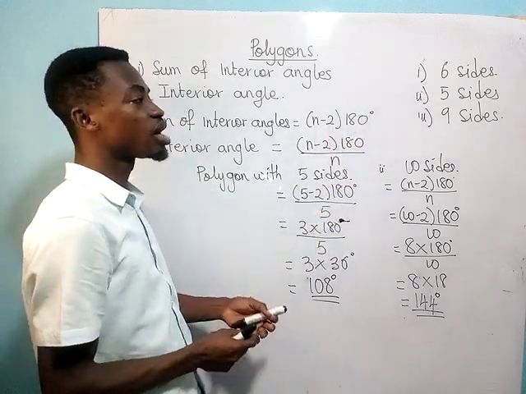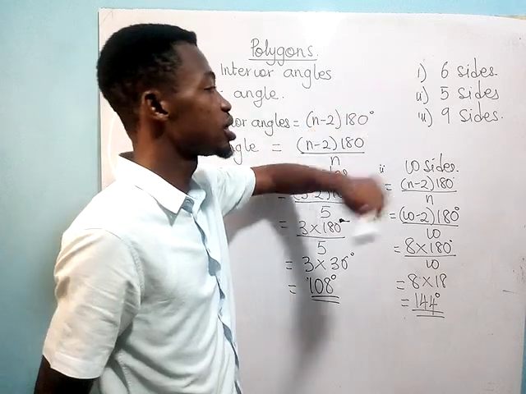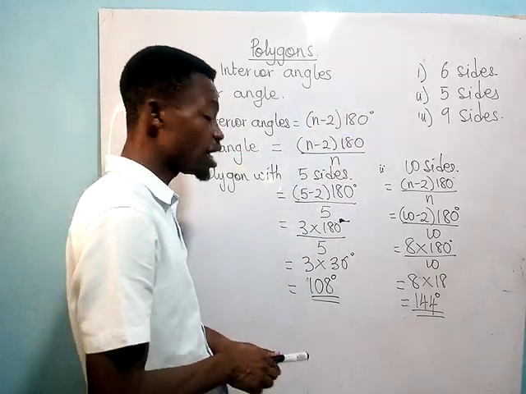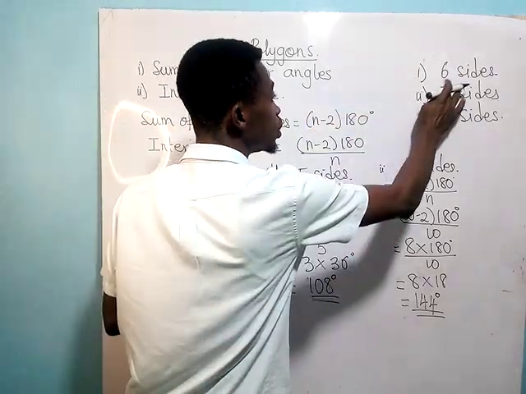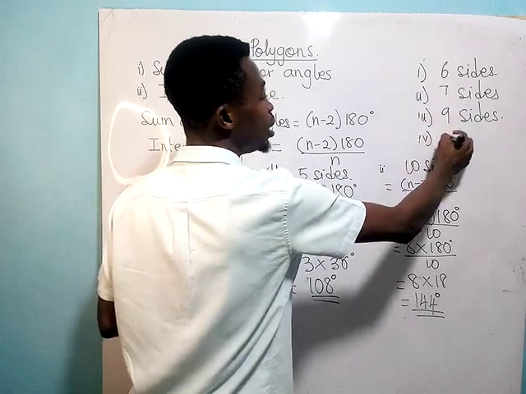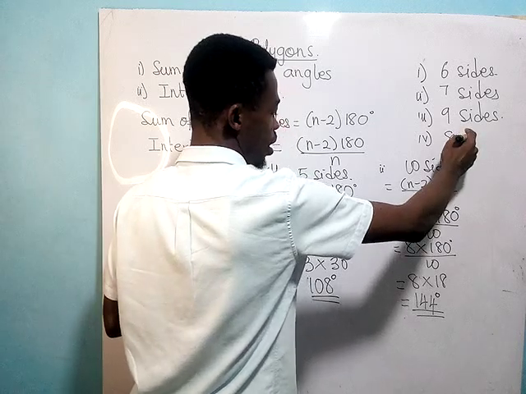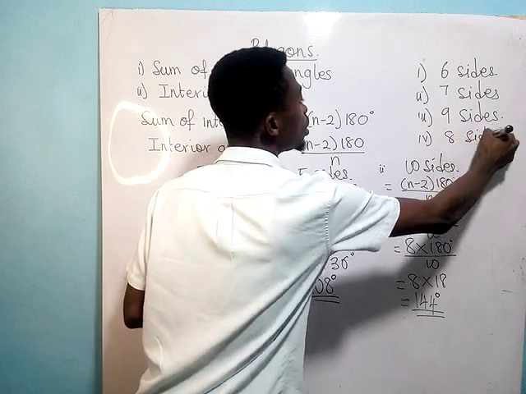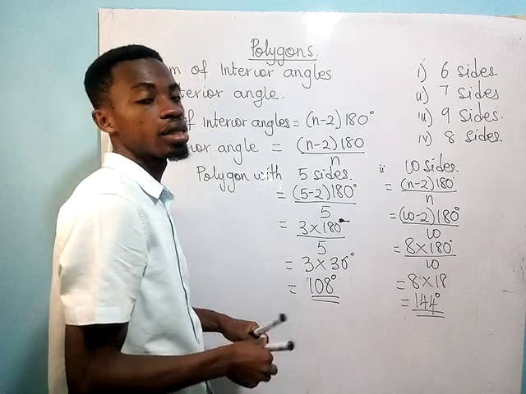So this is an assignment. Find the interior angle of a regular polygon with 6 sides. Okay, I've done the 5 sides, so we do 7 sides, 9 sides, then 8 sides. Thank you very much.